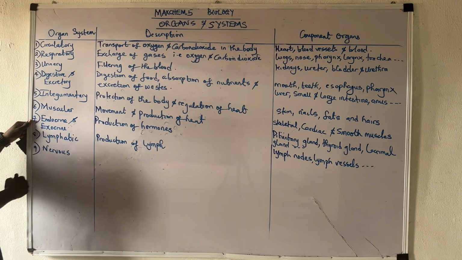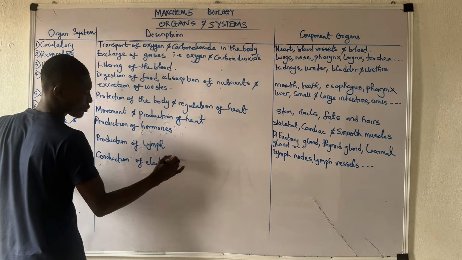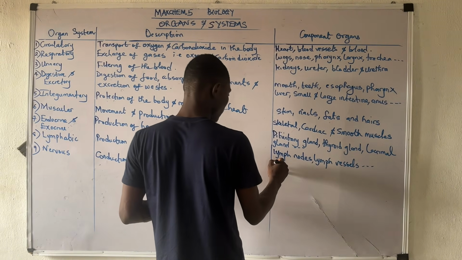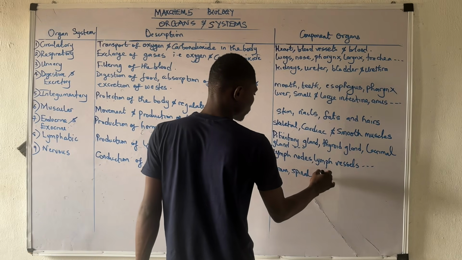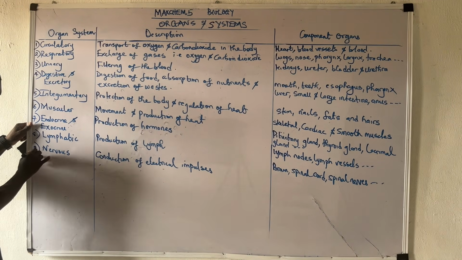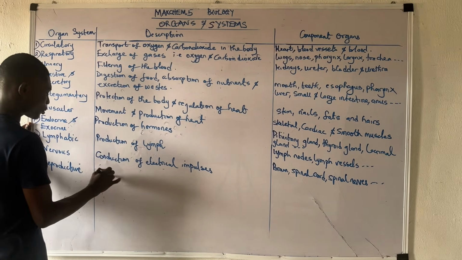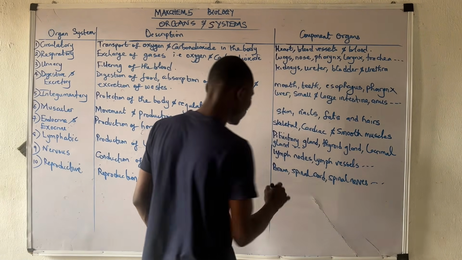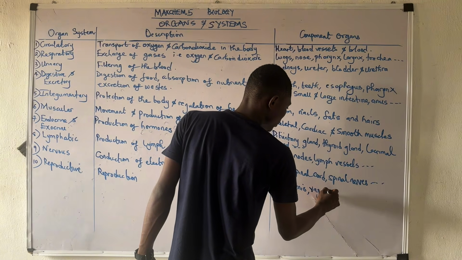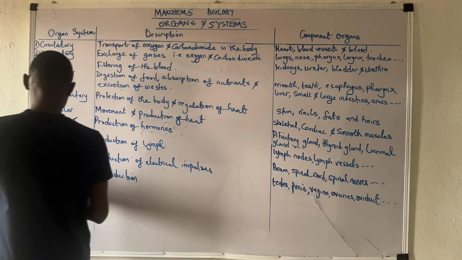The ninth, the nervous system. The nervous system has to do with conduction of electrical impulses. The electrical impulses are known as the action potentials. The component organs are the brain, spinal cord, spinal nerves, and so on. The 10th, the reproductive system. The reproductive system has to do with reproduction, and the component organs are the testis, the penis, the vagina, the ovaries, oviduct, and so on.